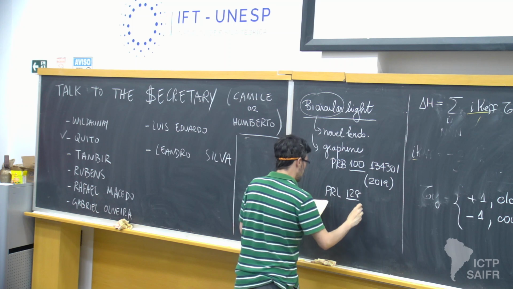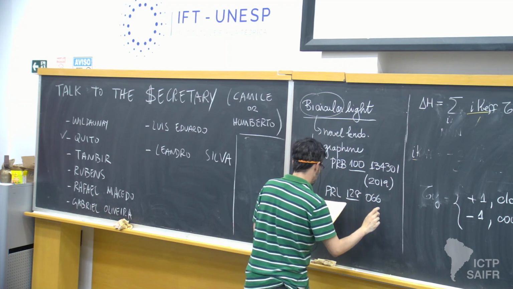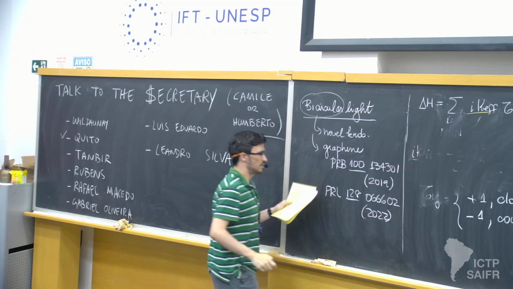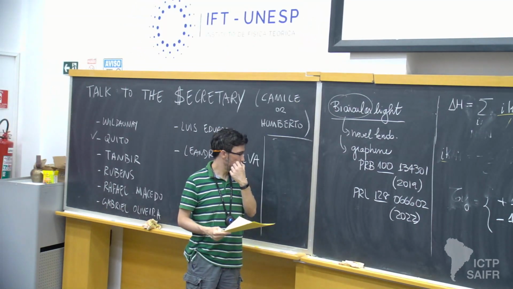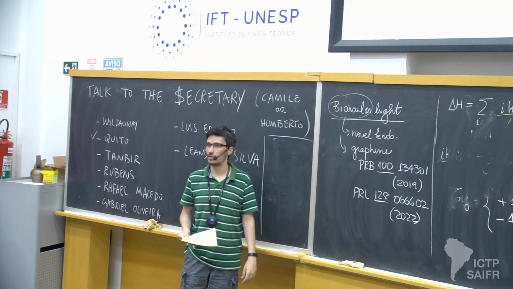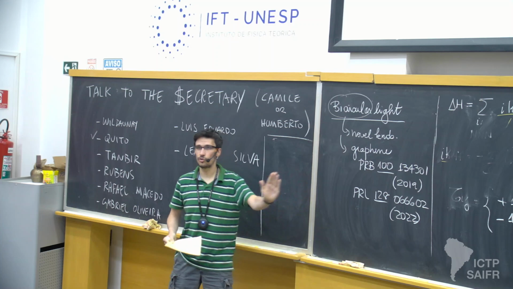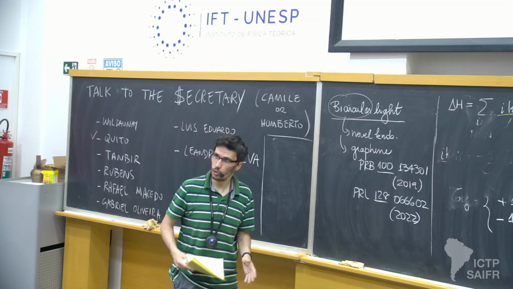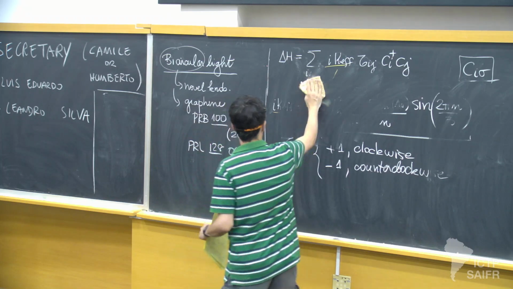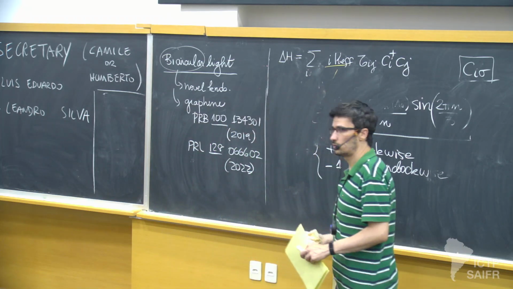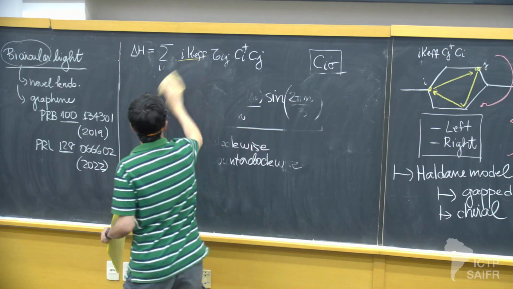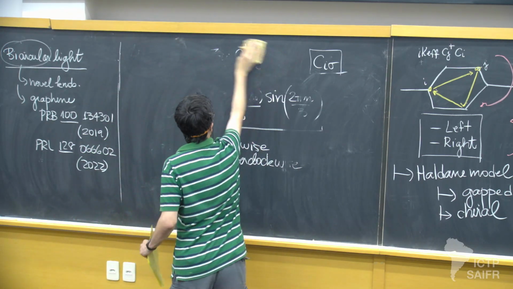128, 066602, 2022. These are examples, and this was done much more recently in strongly correlated systems as well. I will bring some references for bicircular light in strongly correlated systems starting probably tomorrow. Tomorrow we are going to finally start talking about strong correlations in Floquet. It's a thin film.